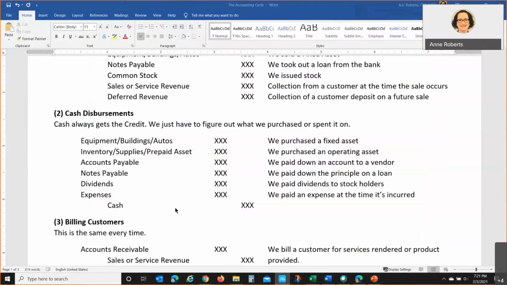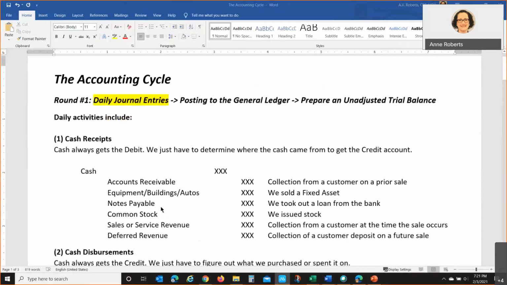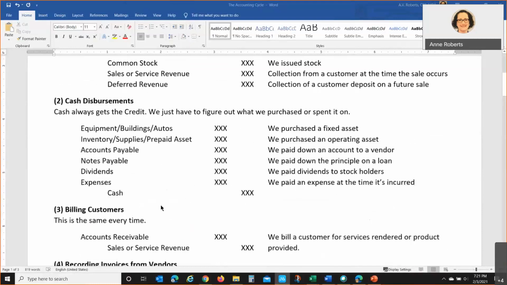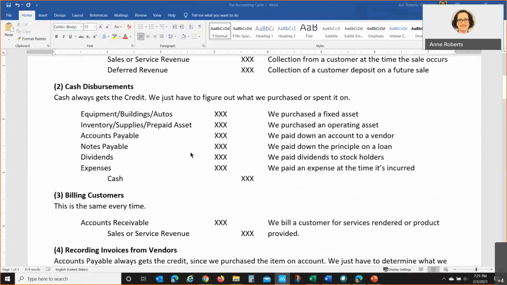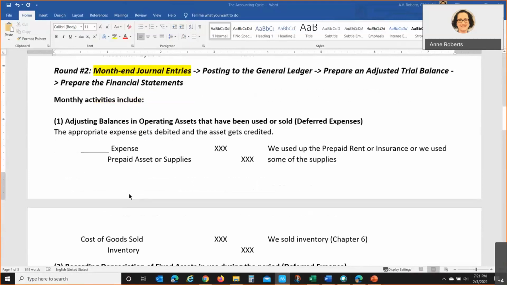All right. So we good on that first round through? This is all it can be. Those journal entries just have to balance. So that happens on a daily basis.